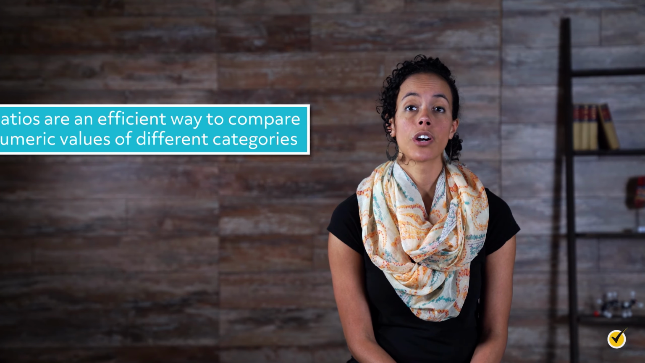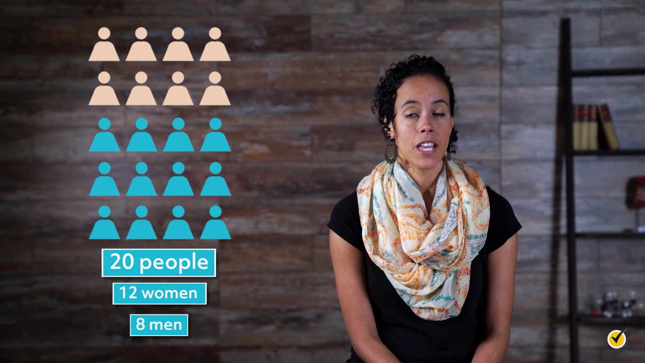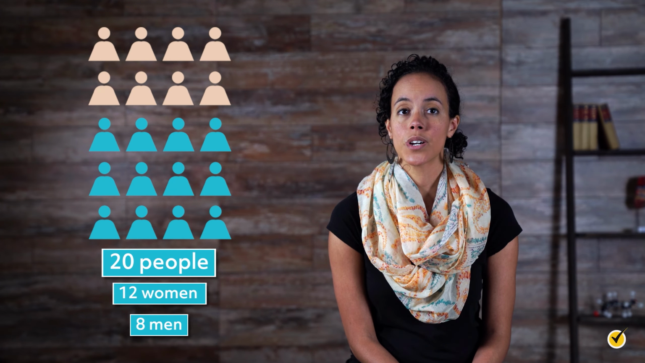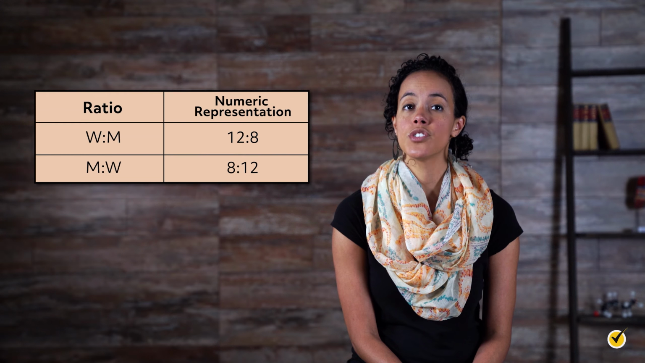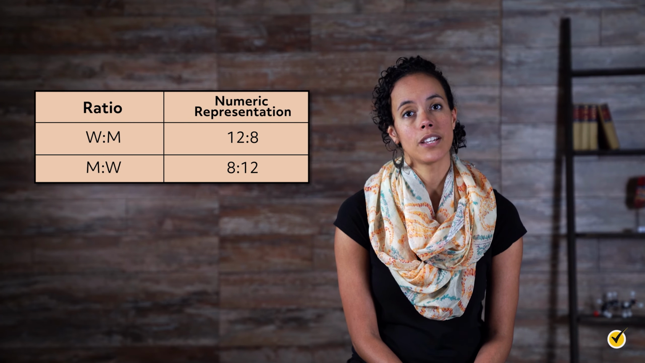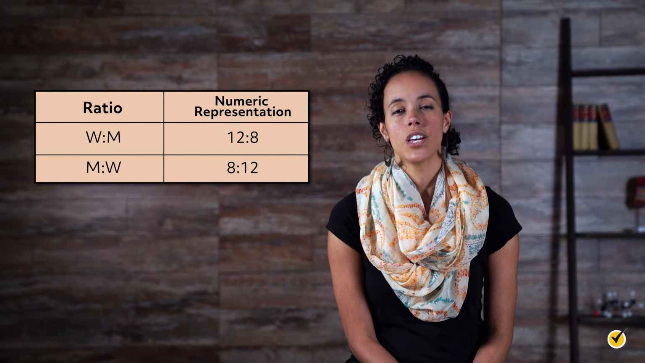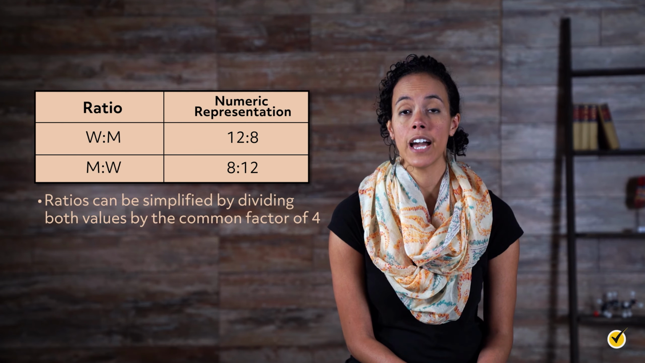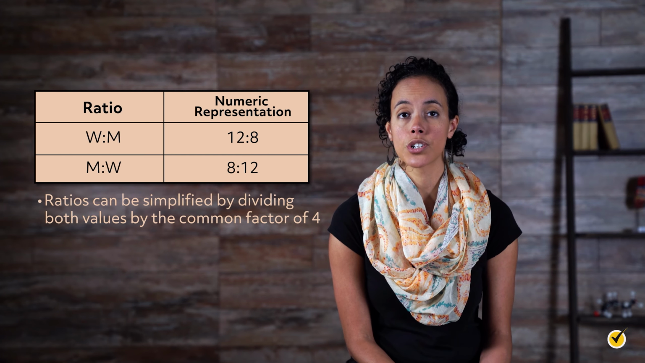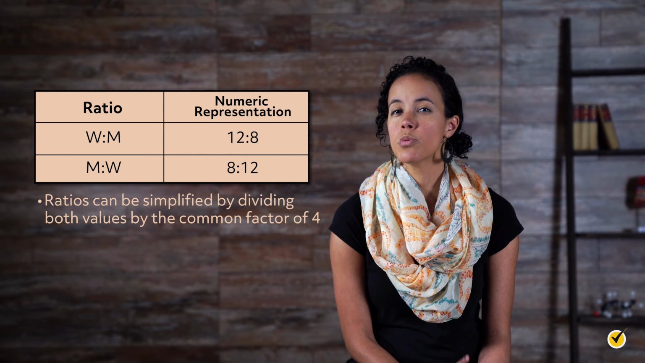For example, let's say that you have a room of 20 people comprised of 12 women and 8 men. The two categories are men and women, so your ratios would look like this. The ratio of women to men is 12 to 8, and the ratio of men to women is 8 to 12. Note that ratios can be simplified by dividing both values by the common factor of 4, which will not change the meaning of the ratio. The simplified ratio still represents the relationship of the number of women to men, 3 to 2, and the number of men to women, 2 to 3.